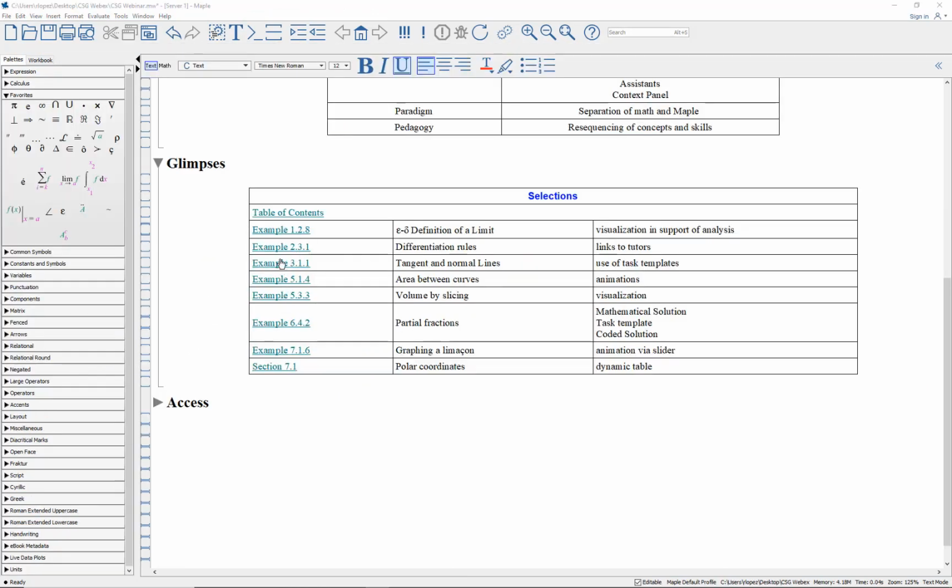This example is an application of differentiation, finding tangent and normal lines, and it will bring us to the use of a task template.